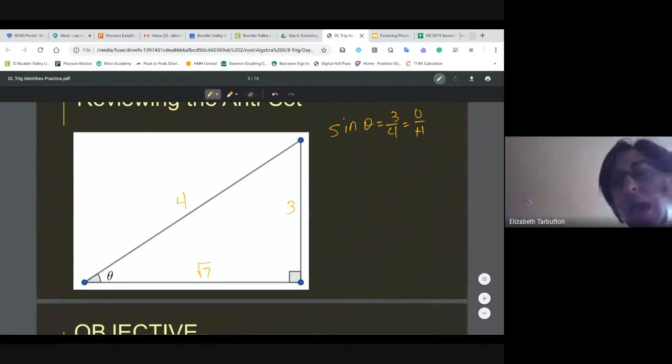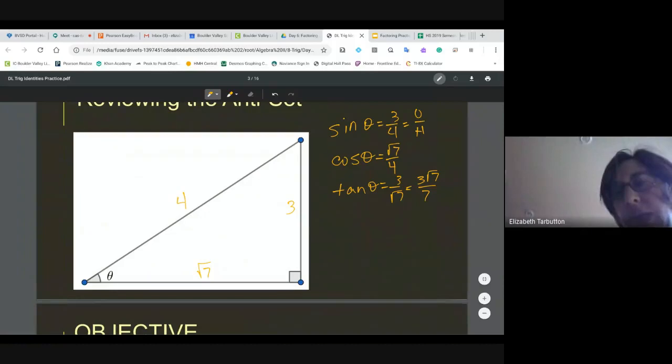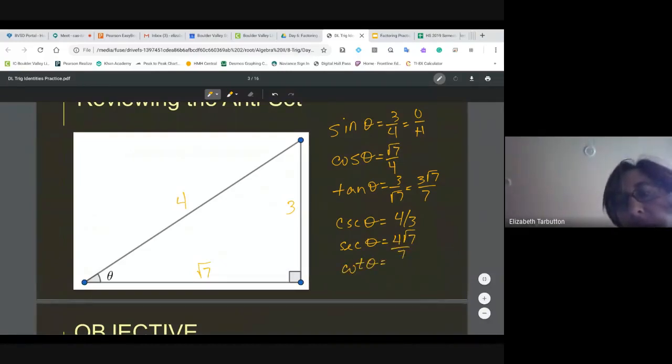So we could say that cosine of theta is √7/4. Tangent of theta is 3/√7. When we rationalize that, that's 3√7/7. That gives us that the cosecant of theta is 4/3. The secant of theta is 4√7/7. And cotangent of theta is going to be √7/3. So that's a lot of information that we can find.